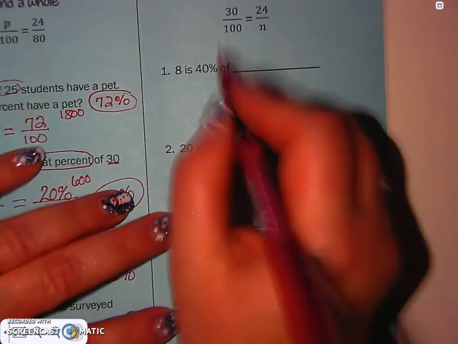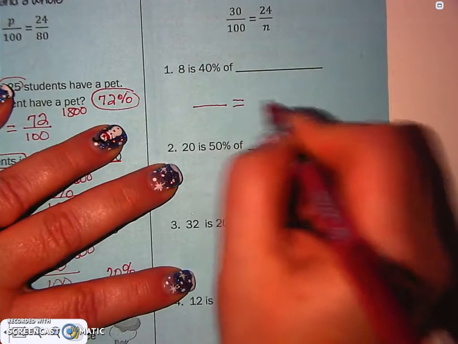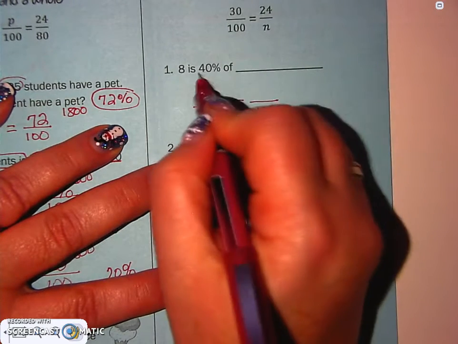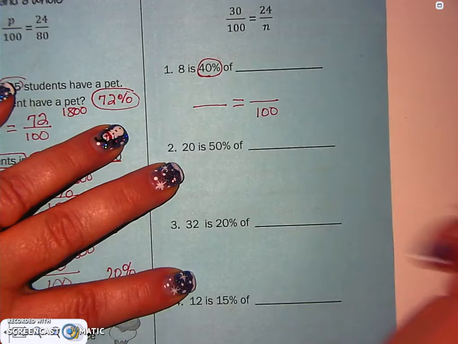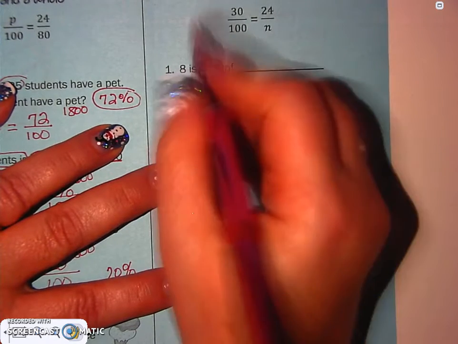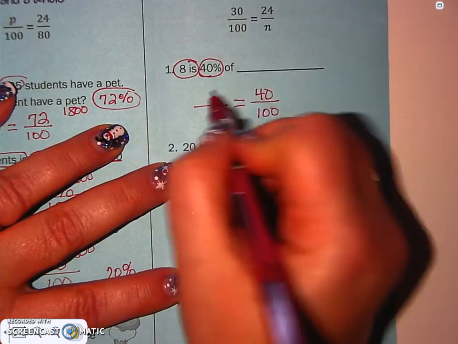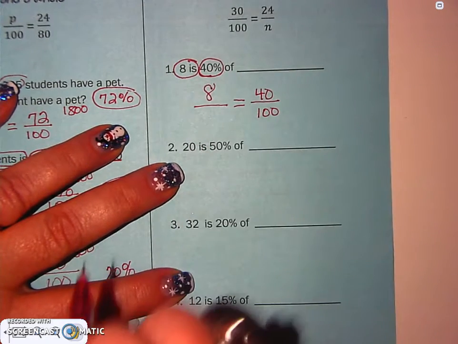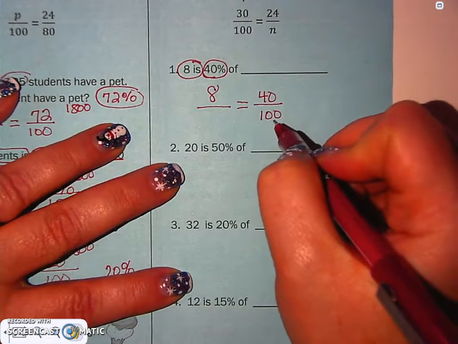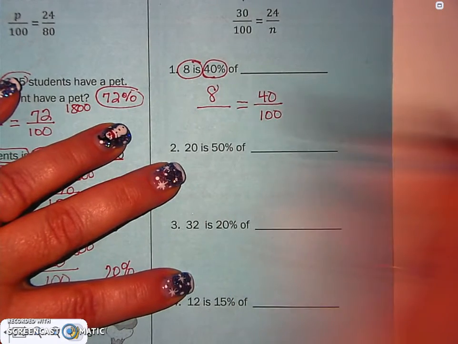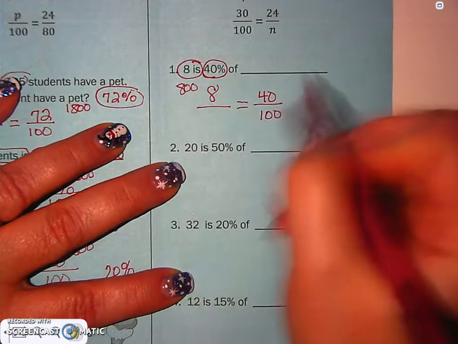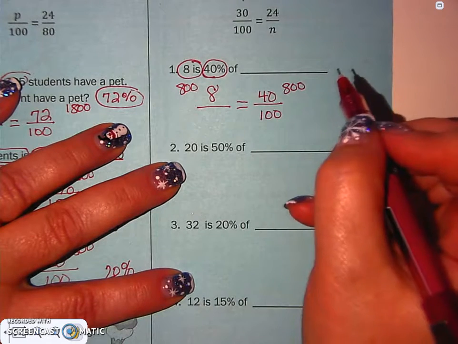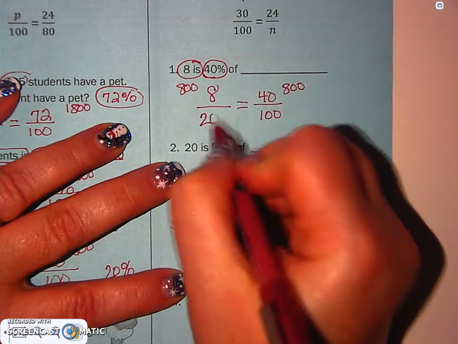So we set it up the same way. Ratio equals ratio. Fill in the 100. Now this time I know the percent is 40. I know the 8 or the part is 8. And what's missing? The of or the whole. I can cross multiply. 100 times 8 is 800. 800 divided by 40 is 20.